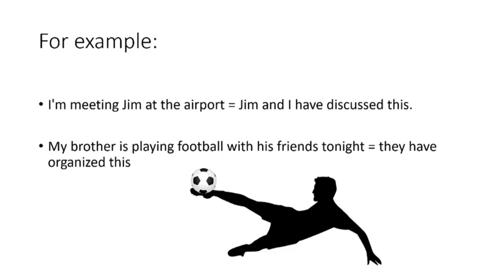I'm meeting Jim at the airport. So this means that we have discussed this. This is our plan. I called Jim and I said, "Hey, Jim, are we going to meet at the airport?" And Jim says, "Yeah, we're going to meet there." So this is our plan, our arrangement. I'm meeting Jim there.